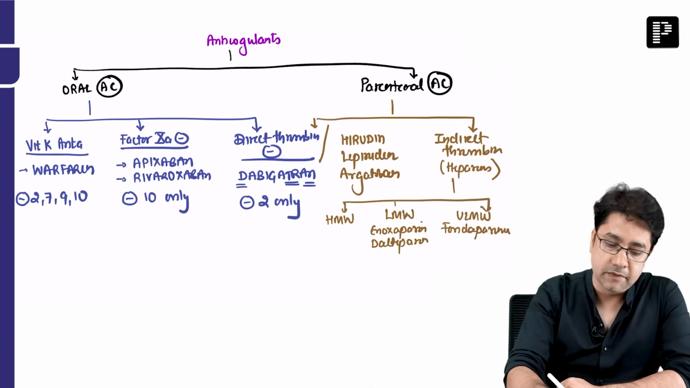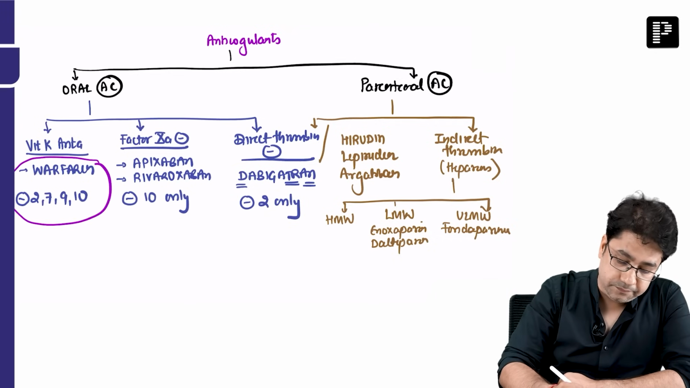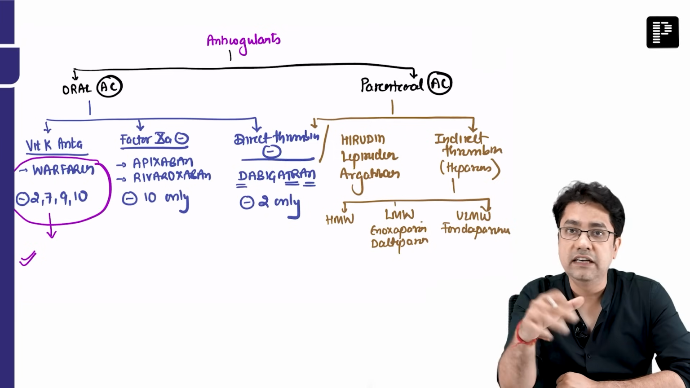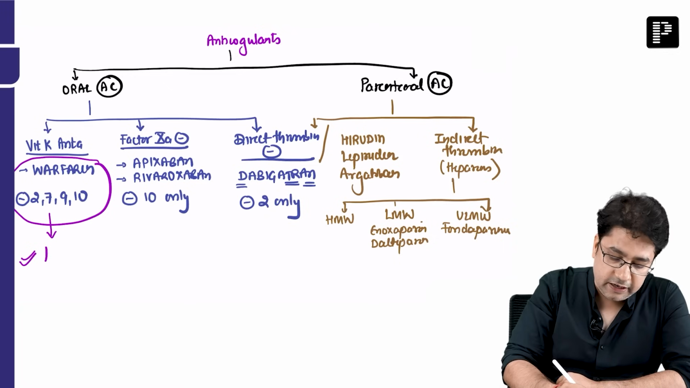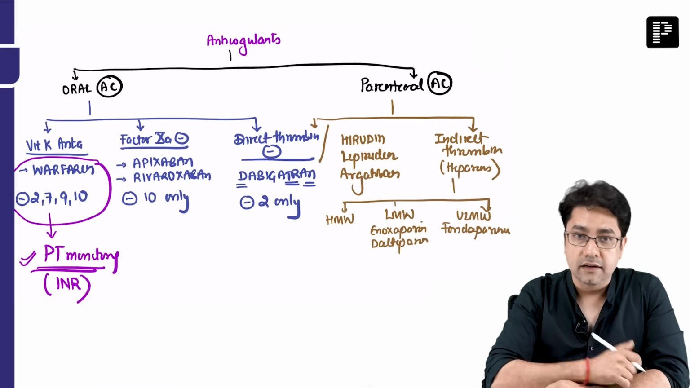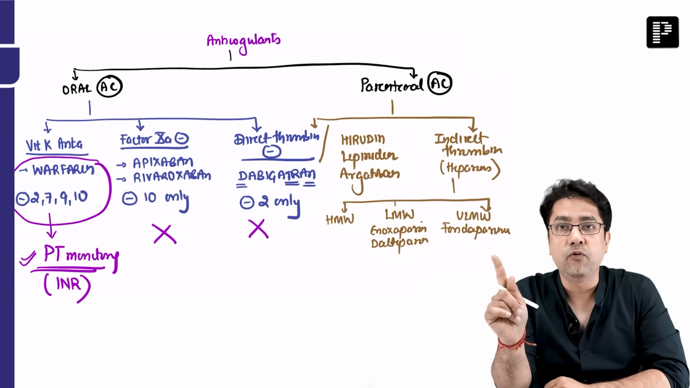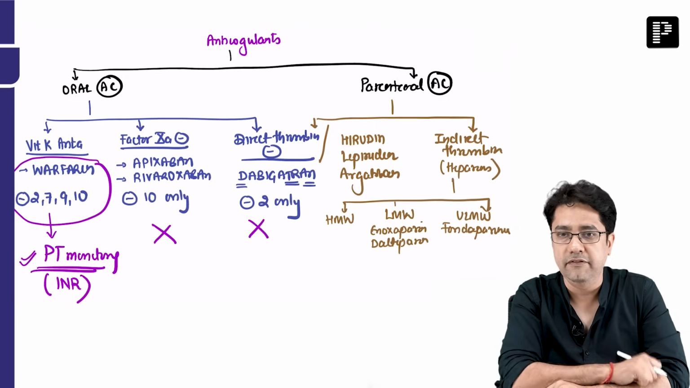First about oral. Remember in oral, warfarin requires monitoring because it is inhibiting multiple clotting factors. Hence it will be a dangerous drug which can increase the risk of bleeding. So warfarin requires PT monitoring, which we call PT with INR monitoring. While factor 10A inhibitors and dabigatran do not require monitoring because they are very safe drugs. They only inhibit one clotting factor.